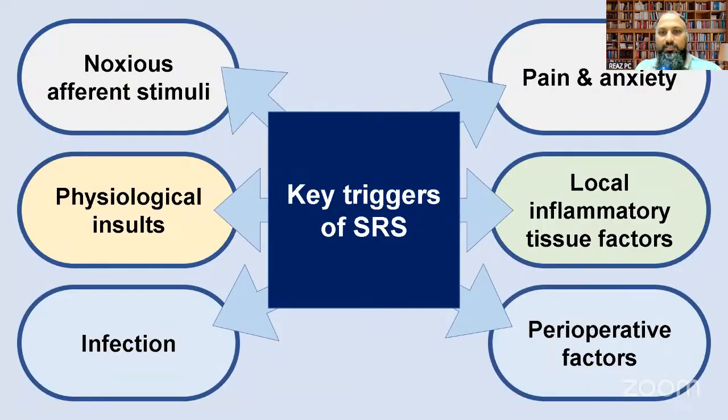The key triggers of the surgical stress response are noxious efferent stimuli, pain and anxiety, physiological insults such as hypoxemia, hemorrhage, infection, local inflammatory tissue factors which develop through destruction of tissue, and perioperative factors such as hypothermia.